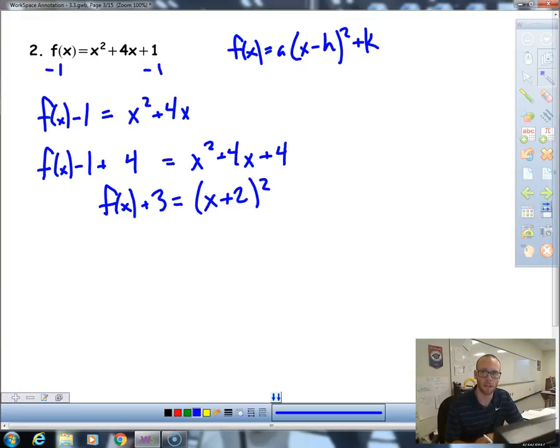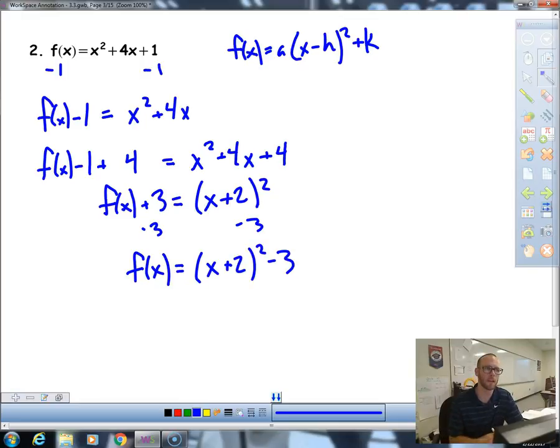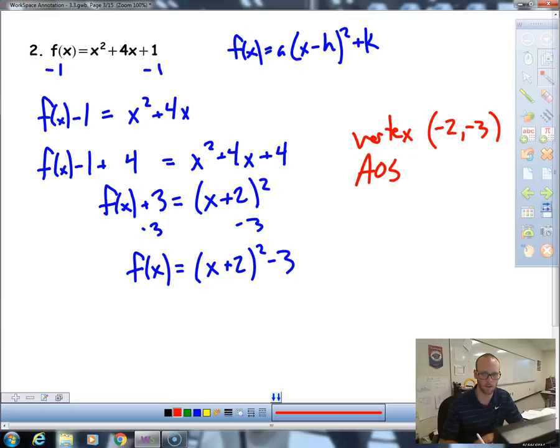Now, is this in our standard form yet? No, it's not. Standard form, f of x equals. We have f of x plus 3 equals. Let's get that 3 back to the other side. And now we've just taken this ax squared plus bx plus c and gotten it into our standard form. We should easily be able to identify our vertex. That's the h, the k. Now be careful. h is -2. k is -3.